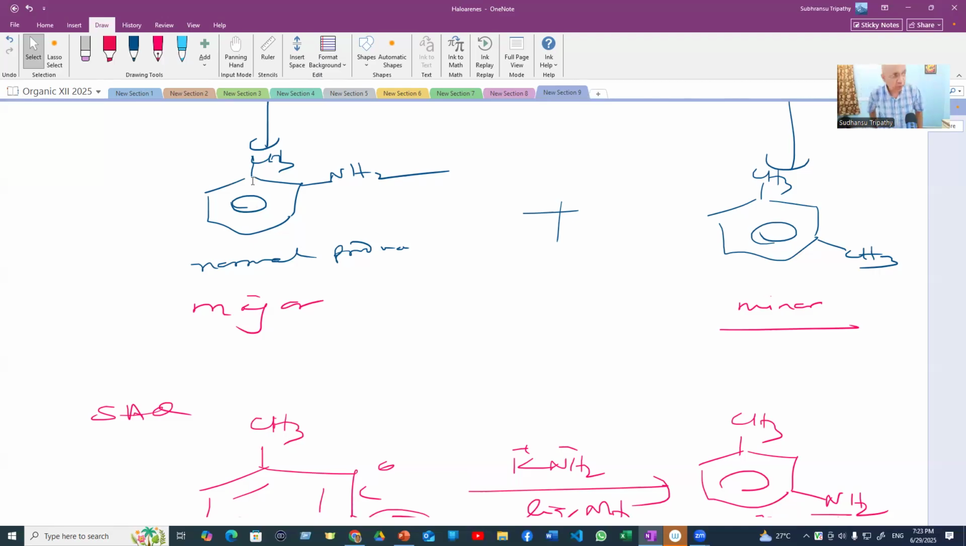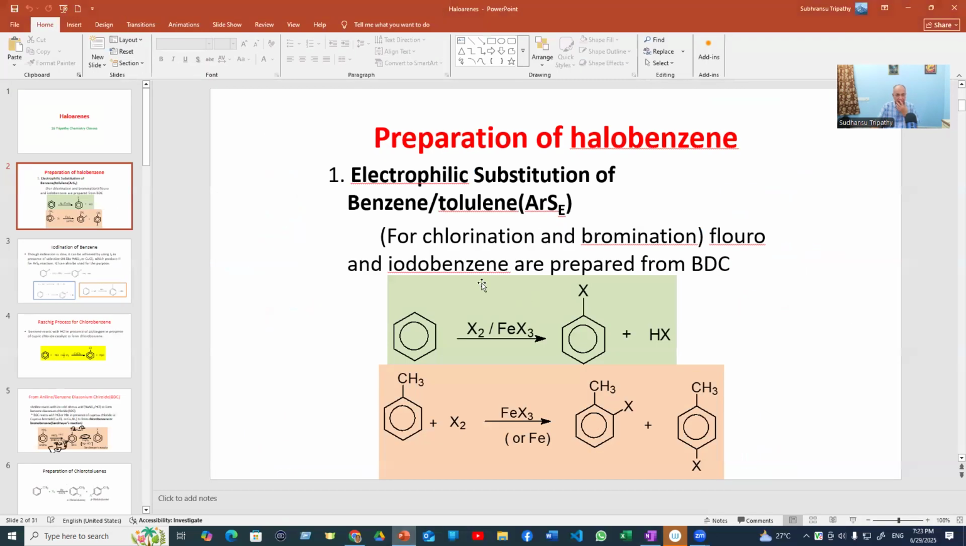Okay. Now I will show you these slides. Preparation of halobenzene, particularly chloro and bromobenzene, can be done by halogenation, that is ARSC, from benzene. If it is benzene, it will give chlorobenzene or bromobenzene. You have to take a halogen carrier, FeCl3 or FeBr3 as the case may be, or simply iron metal if excess halogen is there.